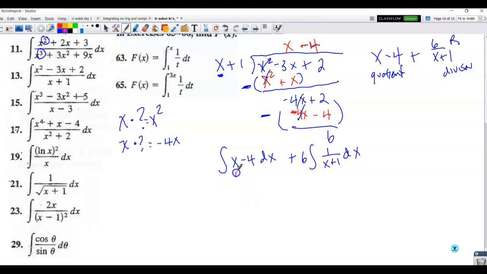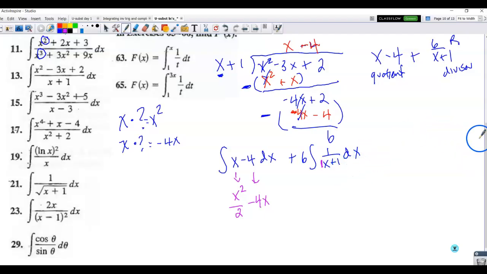My integration of x is simply x squared over 2. My integration of 4 is minus 4x. Now remember we did this one earlier. The coefficient of x is 1, and there's nothing else but just x to the 1st power plus 1.